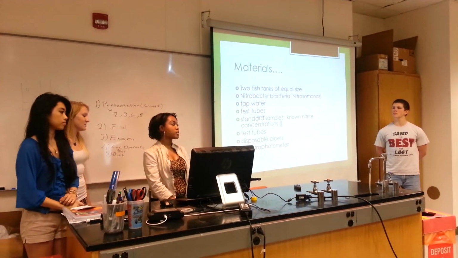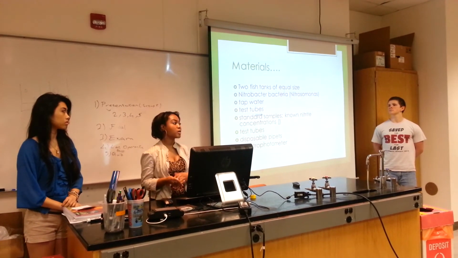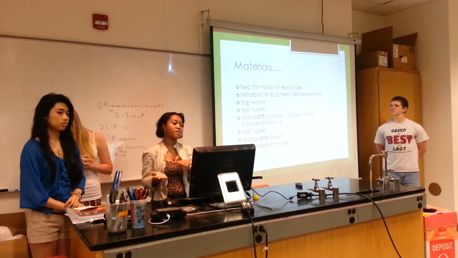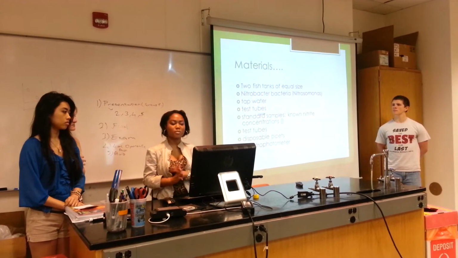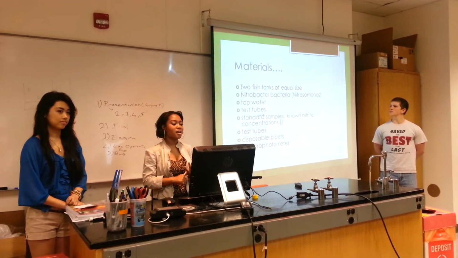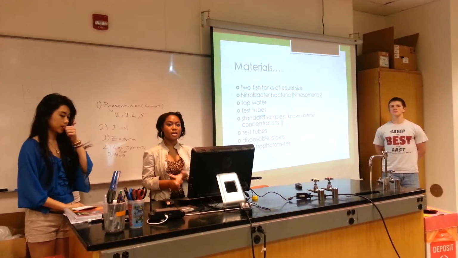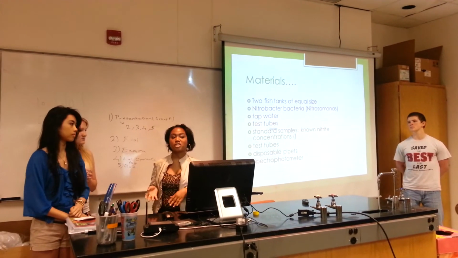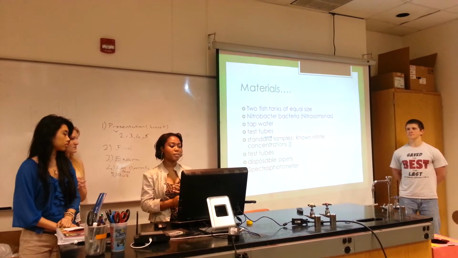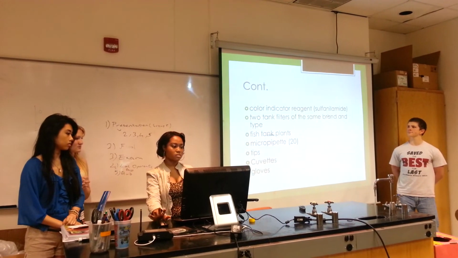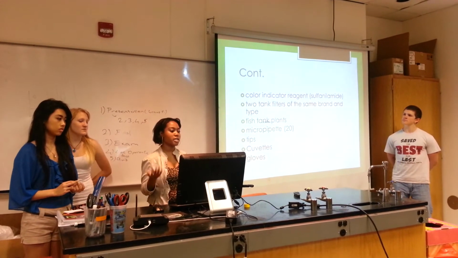And the materials that were used for the experiment were the 2 fish tanks, which were of equal size, one without the bacteria, one with. I pronounced that wrong. And then the other materials that we used were the tap water, the test tubes, the standard samples of known nitrite concentration, and we also used the disposable pipettes and the spectrophotometer. And then we also used a color indicator to help us indicate the changes.